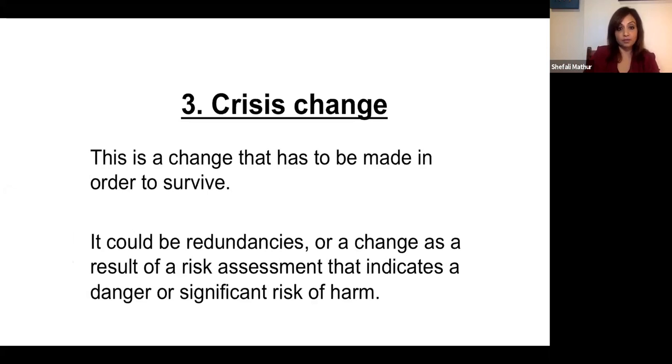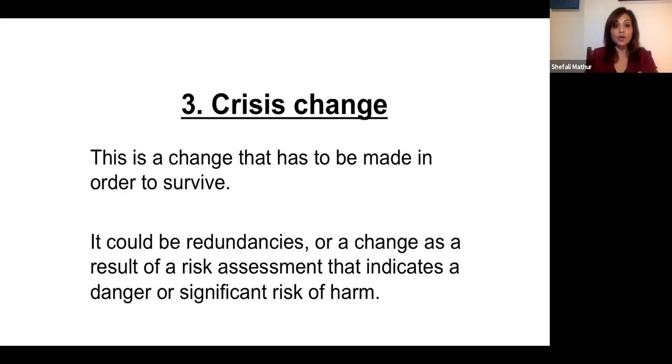Some changes happen because of crisis, and they have to be made in order to survive. It could come in the form of redundancies or change as a risk assessment. So what do we mean by that? Let's take the situation of COVID. When we started in March 2020, businesses were closing. There were a couple of lockdowns. The economy on the whole was affected by it, resulting in a lot of informed decisions having to be made because downsizing happened. Certain sectors were closed down.